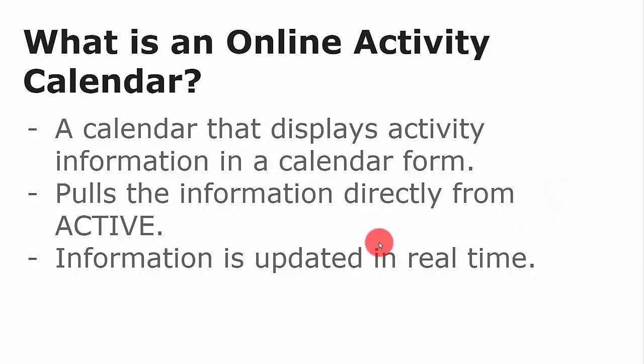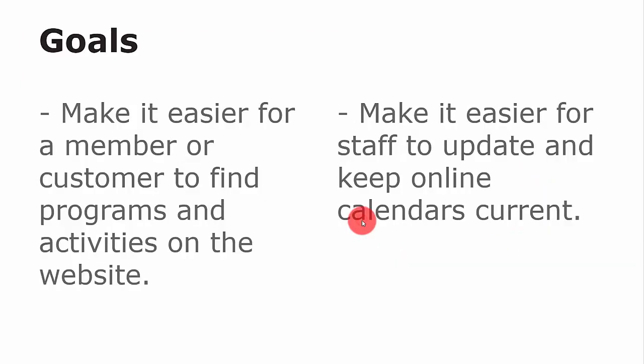So, some goals for the session today. Why we're looking at online calendars is we want to make it easier for a member or customer to find a program and activities on the website. Right now, it's a little difficult. Got to do a couple pull downs and things like that. But we're hoping that these new online calendars will make it push button easy for a member to find information on the web about our programs.